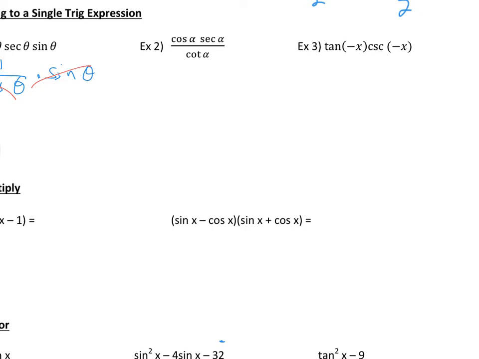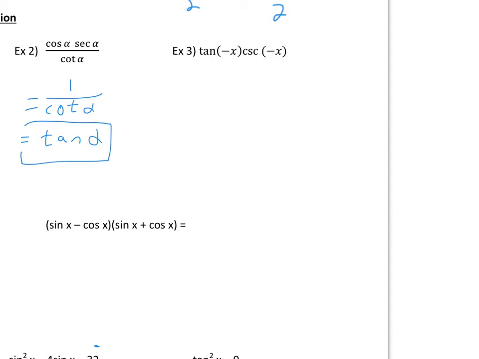Well, if you were to have the cosine and secant, you know that those are reciprocals of each other. So cosine and secant multiplied together will multiply to 1, and then you have the cotangent of some angle alpha. Okay, well 1 over the cotangent, that's the same thing as saying the tangent of some angle alpha, and that's what we're looking for in that situation. Just condense it down to one expression. Alright, let's take a look at example 3 here.